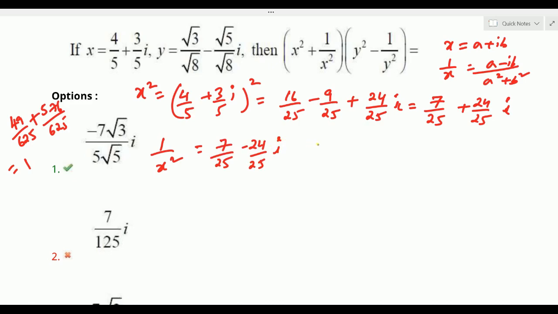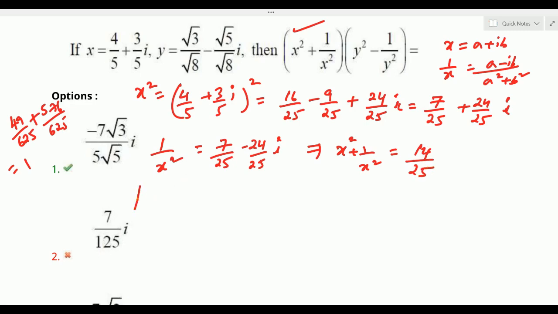You know x square is 7 by 25 plus 24 by 25 i and 1 by x square is 7 by 25 minus 24 by 25 i. ఇప్పుడు మనకి అడిగిన రిజల్ట్ x square plus 1 by x square ఉంది కాబట్టి by adding both of them, x square plus 1 by x square becomes, the imaginary parts get cancelled, real part becomes 2 times 7, 14 by 25. ఇది x square plus 1 by x square.